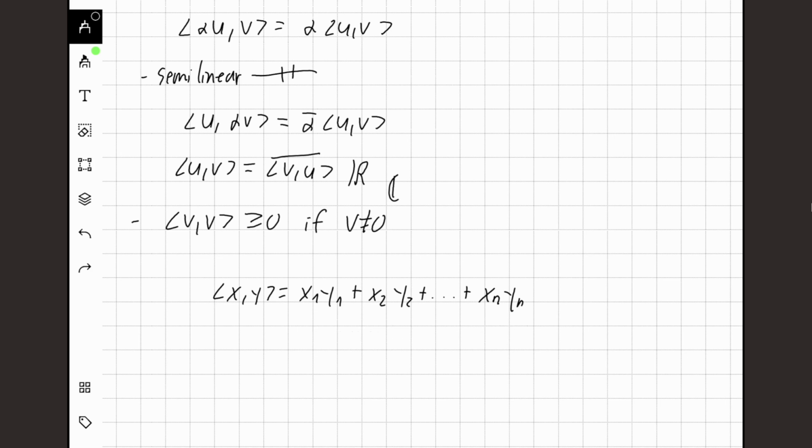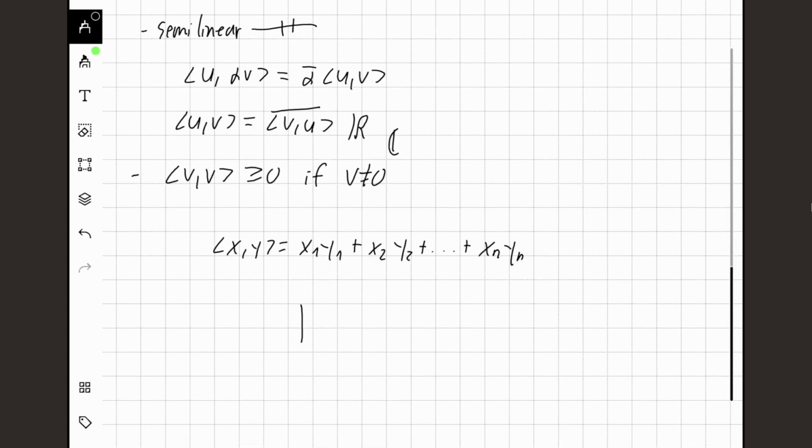You will see in a second. First of all, what is an orthonormal basis? Orthonormal basis just means that all the vectors are perpendicular to each other.